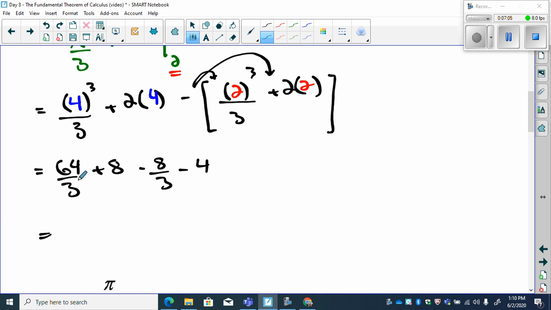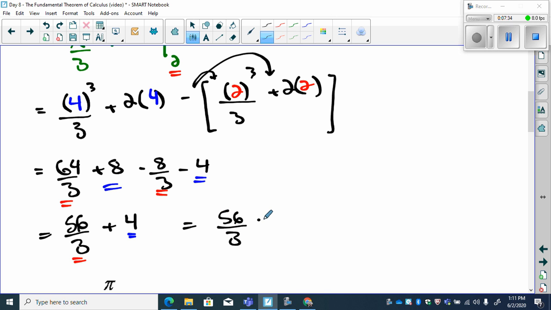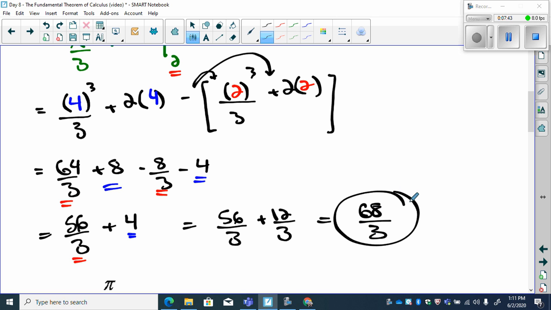I'll group these together. 64 minus 8. Okay, I'll put these guys together first because they have a denominator of 3. 64 minus 8 will give me 56 over 3 plus, okay, 8 minus 4. That's going to give me 4. So 64 over 3 minus 8 over 3 gave me this. 8 minus 4, grouping those, gave me this. Add those together, 56 over 3 plus 12 over 3, 4 over 1 would be 12 over 3, is going to give me a total of 68 over 3. That's what the area would be, 68 over 3.